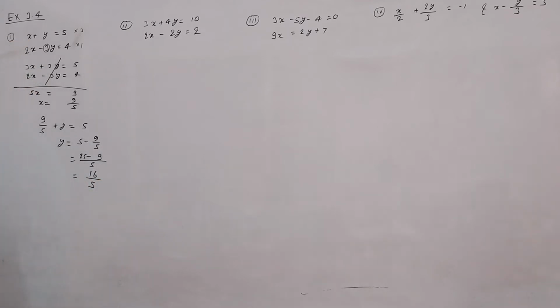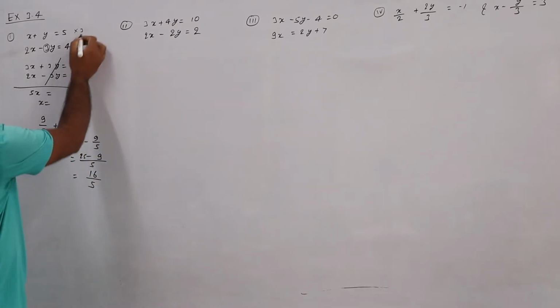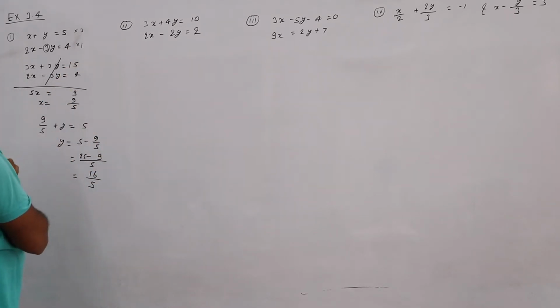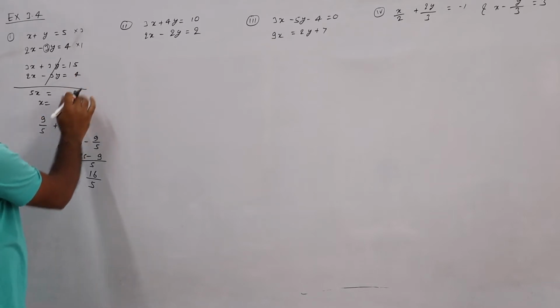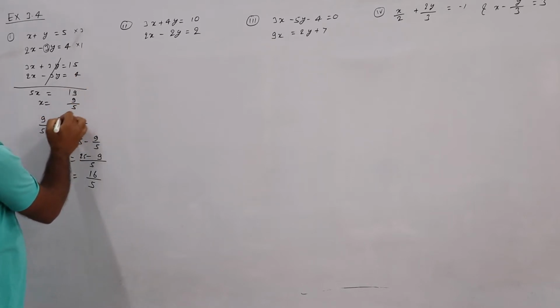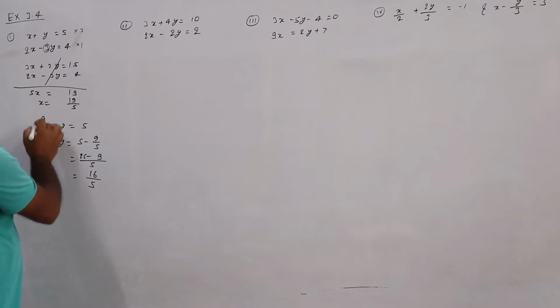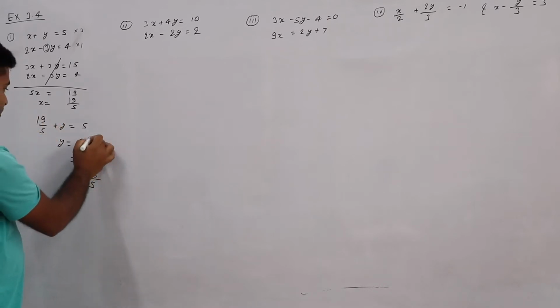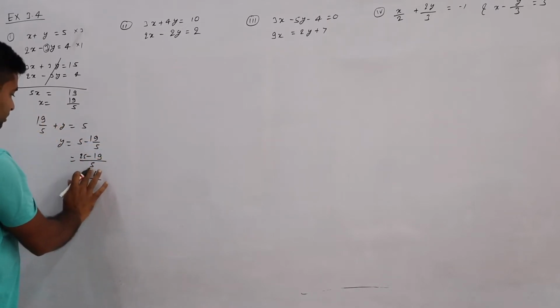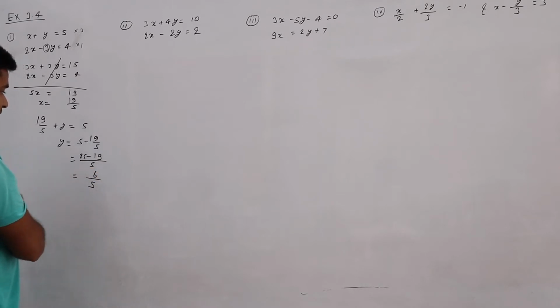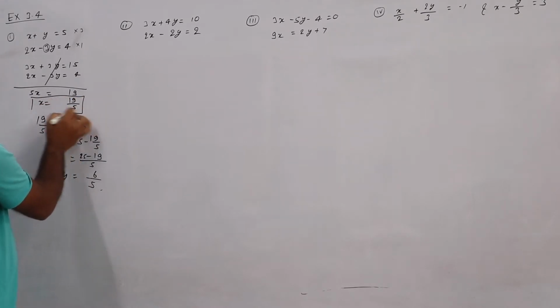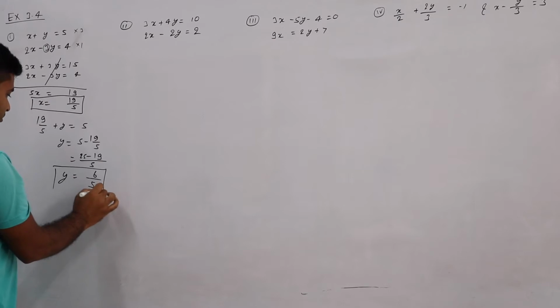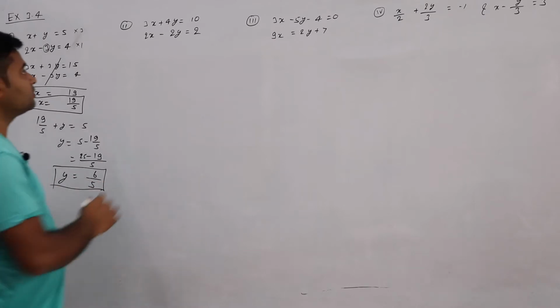Sir, 5 threes are 15. This one is 15, right? So 15 plus 4, how much? 19. So 19 by 5, x is equal to 19 by 5. So minus 19, plus 6 by 5. So this is the value of y and this is the value of x.